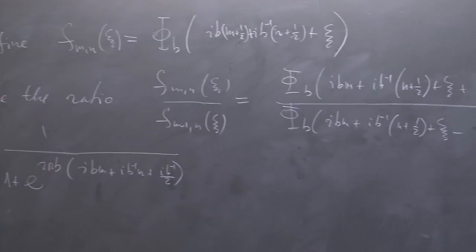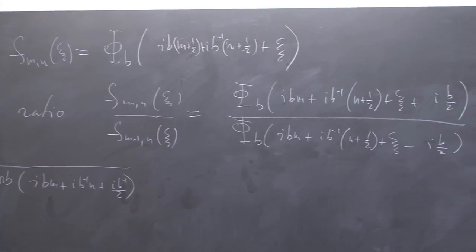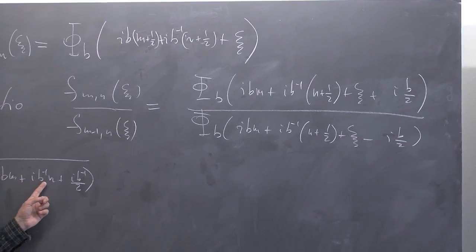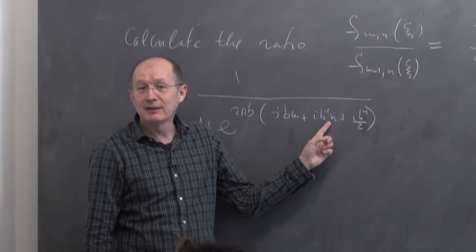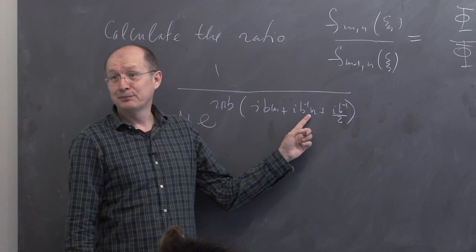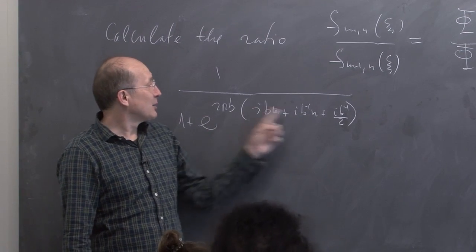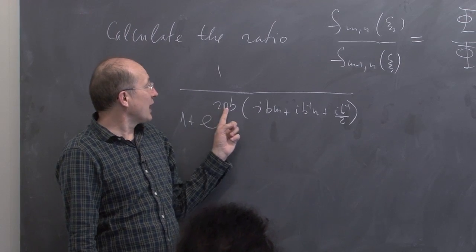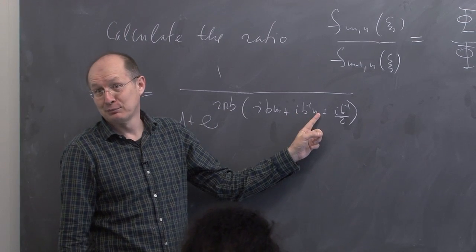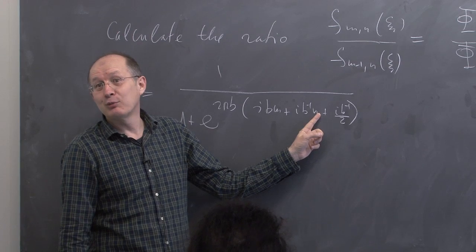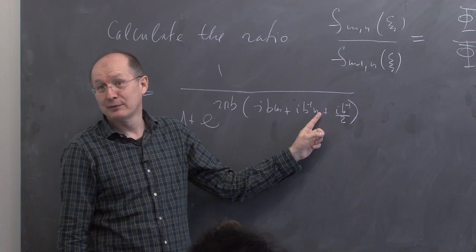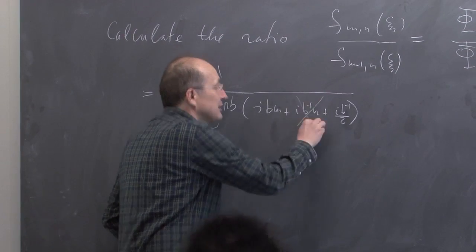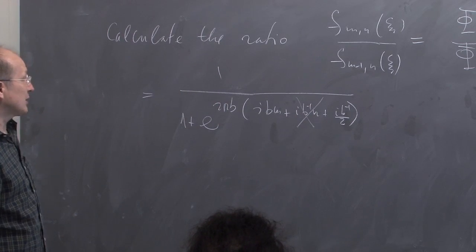And here something remarkable happens. And the remarkable fact is that the dependence on n drops out because b multiplies its inverse. And what remains is 2 pi i times an integer. But e to 2 pi i times an integer is 1. So this part can be crossed out.